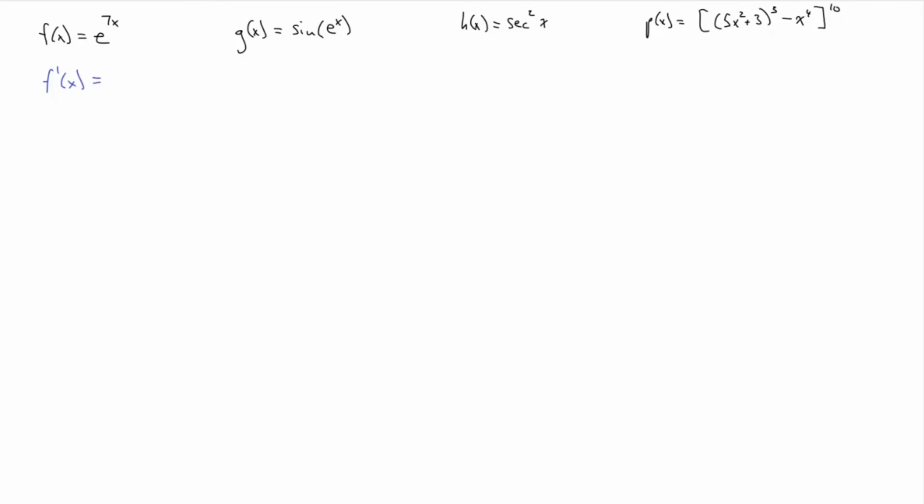For the first one, we treat the 7x as if it were a variable, so the derivative becomes e to the 7x, and then we have to multiply by the derivative of that function we just treated like a variable. And the derivative of 7x is 7. And so we get e to the 7x times 7, or 7e to the 7x.